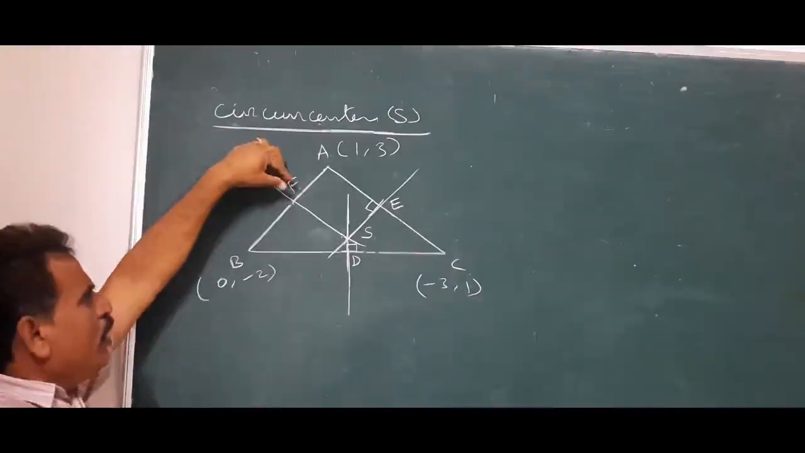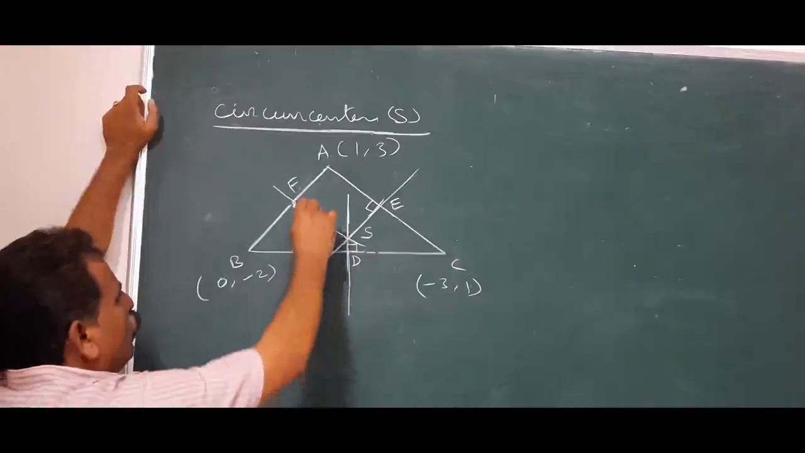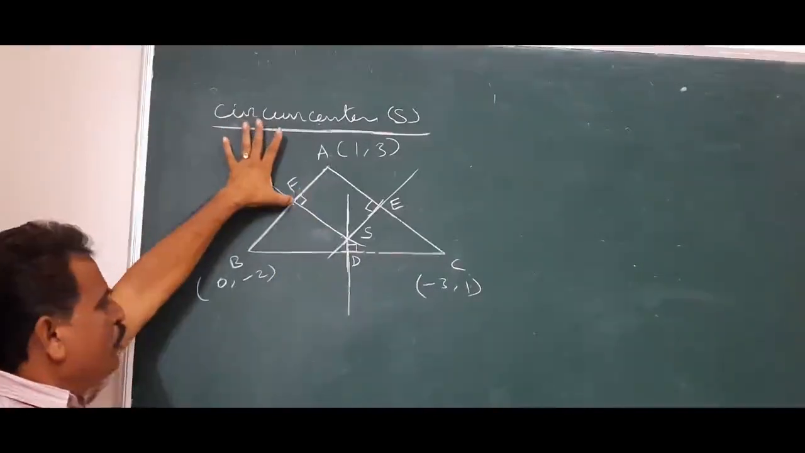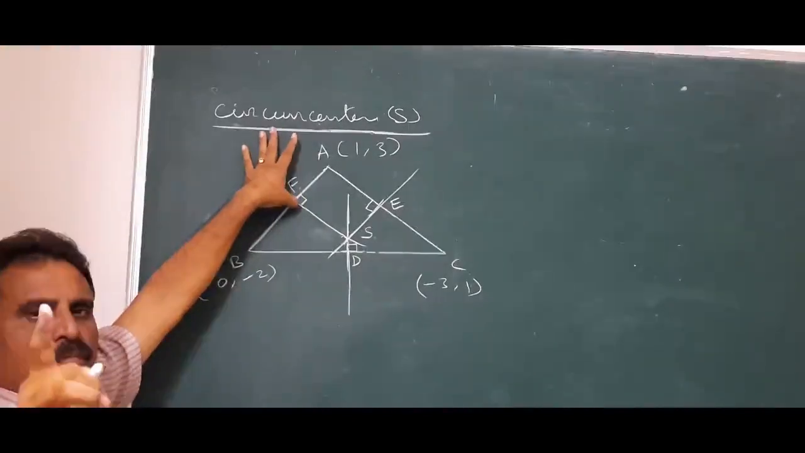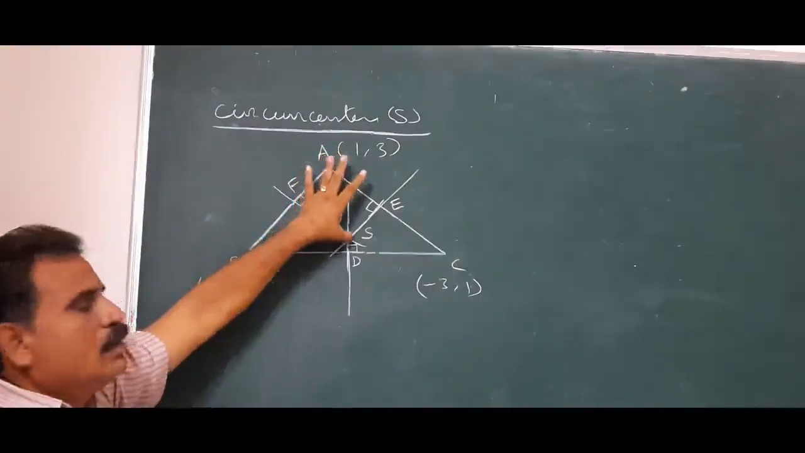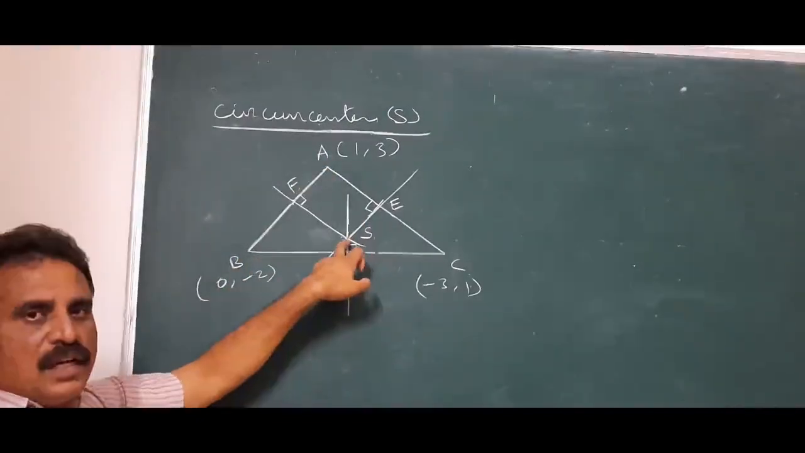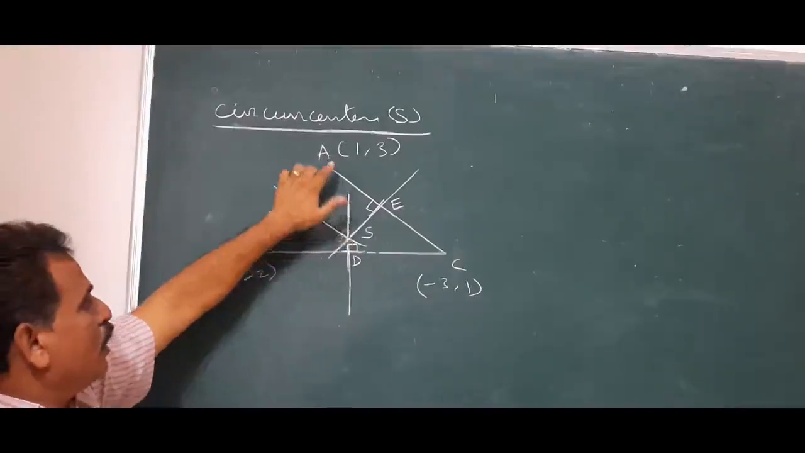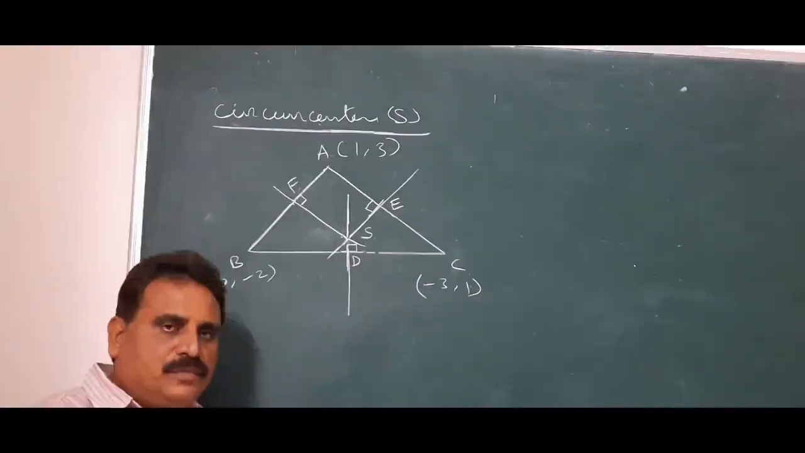Now, if you draw a perpendicular bisector to AB, perpendicular to AB and passing through the midpoint of AB, that is F, it must pass through S, because these 3 are concurrent, intersecting at a point. That is called the circumcenter. It is equidistant from the 3 vertices. If we draw a circle with center S and radius AS, that circle passes through the 3 vertices of the triangle.